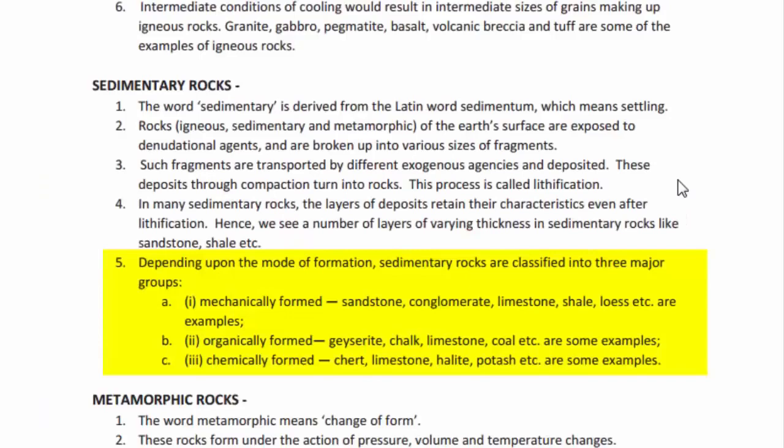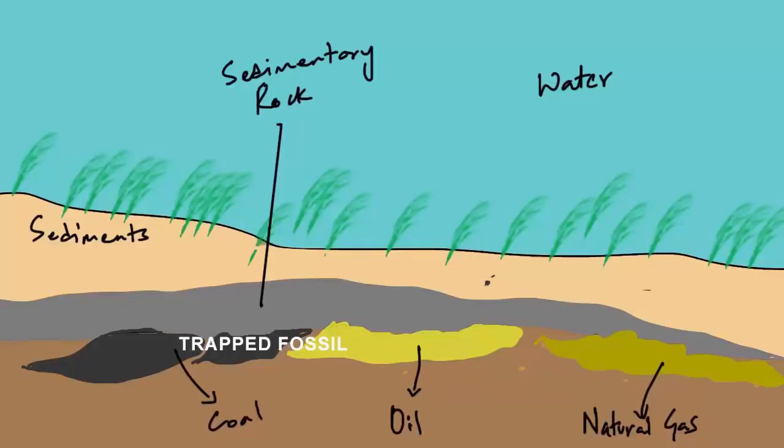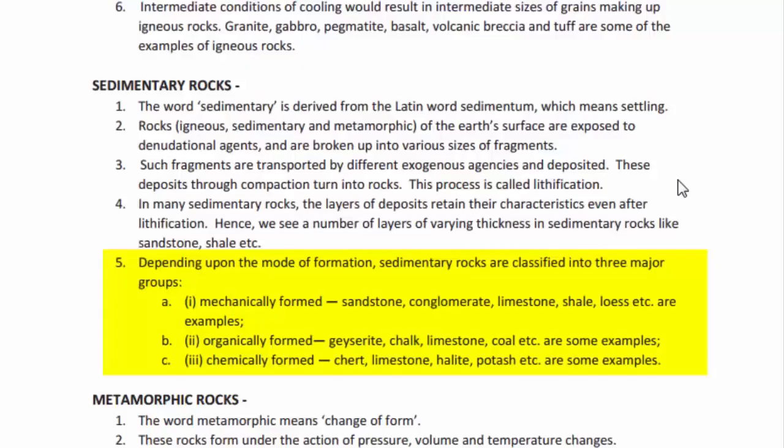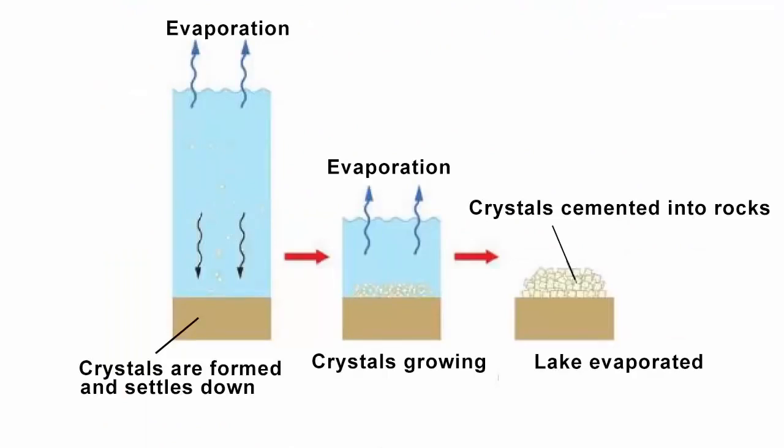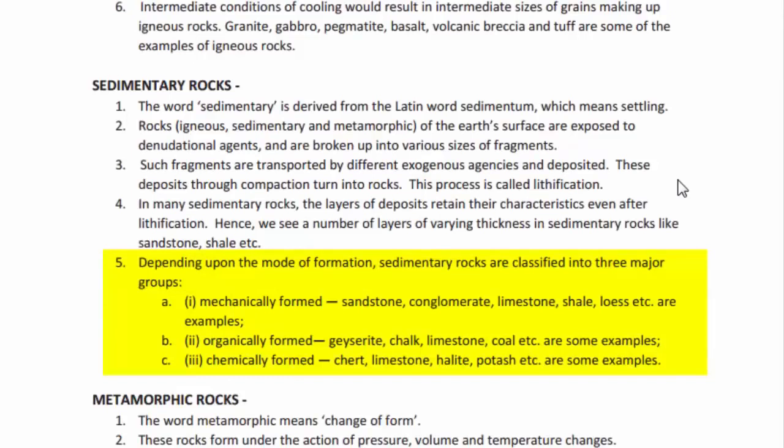Now, when we say organically formed, we mean rocks formed from organic debris such as leaves, roots, and other plant or animal material. You see, limestone and coal contain fossils, and that's why they are organically formed. And when we say chemically formed, we mean rocks formed due to precipitation of minerals from water. Precipitation is the creation of a solid from a solution. How are halite, potash, and limestone formed? Millions of years ago, evaporation of seawater led to the formation of these minerals. So this was all about the sedimentary rocks.